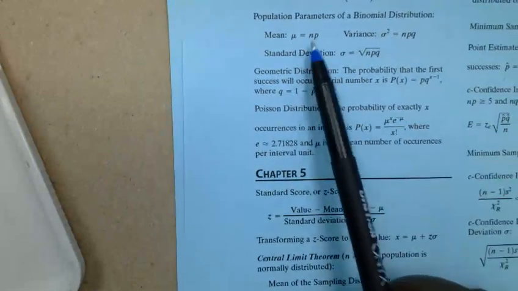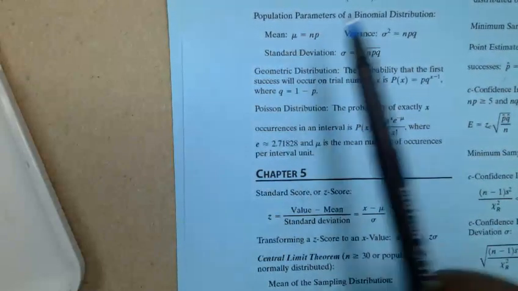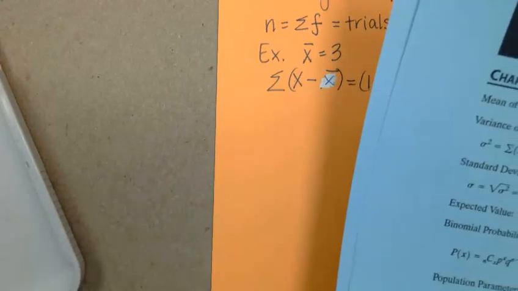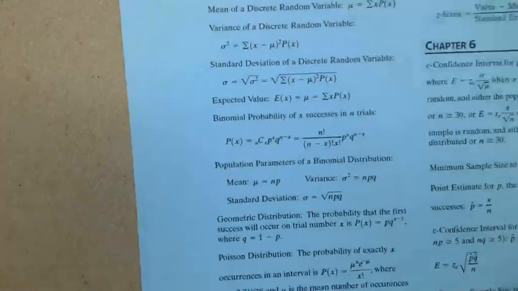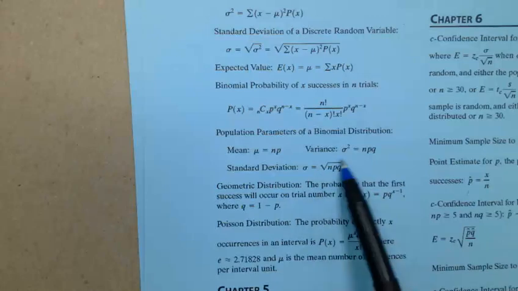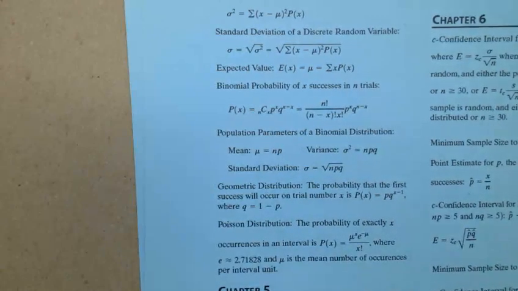N is your success rate again. N is your sample size, but now it's called trials in binomial. N times P, N times P times Q, square root of N times P times Q. Again, note the symbols.